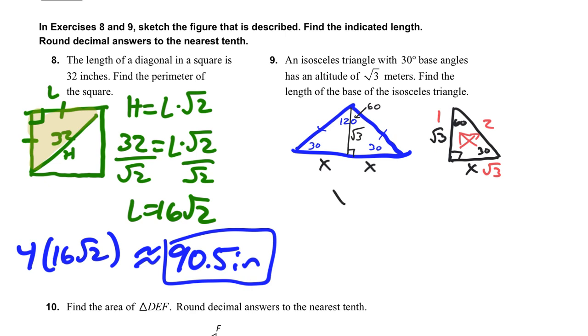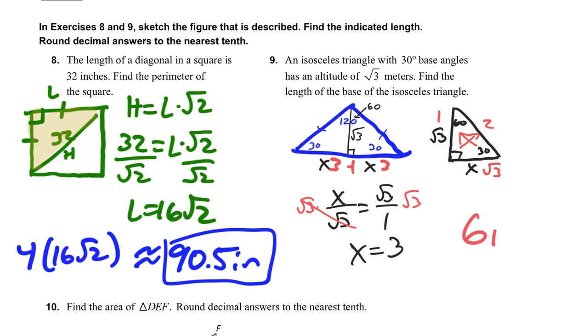To solve this, I'm going to say x compares to the square root of 3, and the square root of 3 compares to 1. To solve this one-step equation, I'm going to multiply both sides by the square root of 3. So these cancel, and I'm going to get x equals 3. So if x equals 3, I'm going to go back to my original equation here. And if I put 3 here, and I know the other side is also 3, 3 plus 3 means the length of the base of the entire isosceles triangle is going to be 6 meters. That is the whole base, the 3 plus the other 3. We have 6 meters.